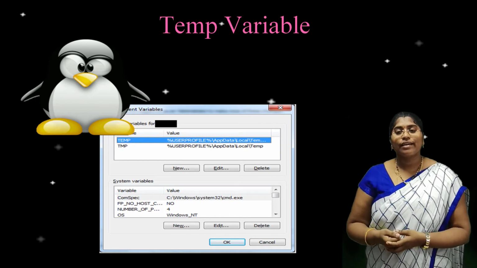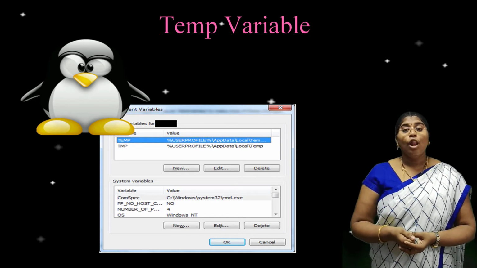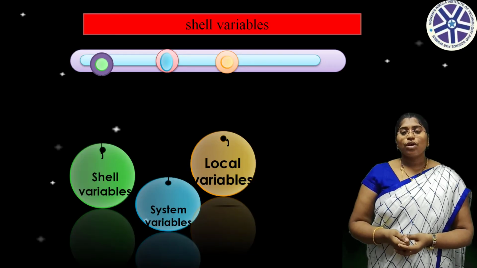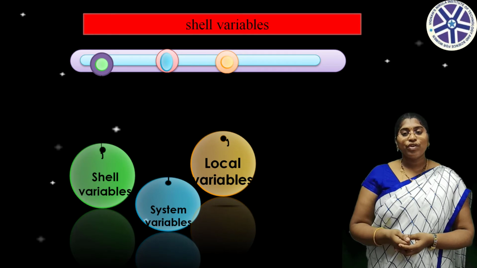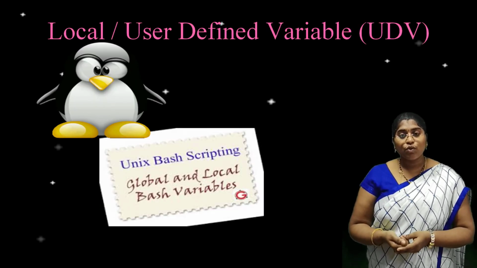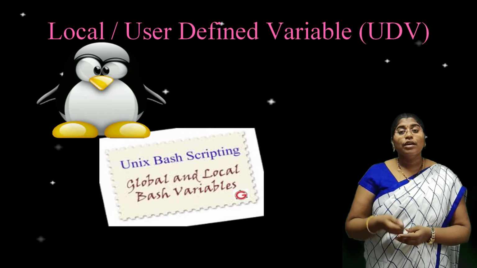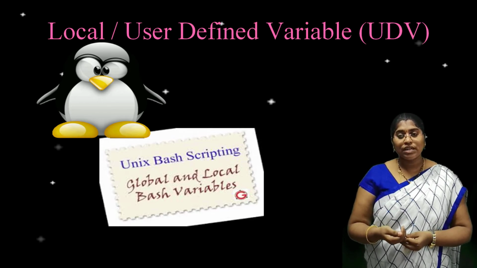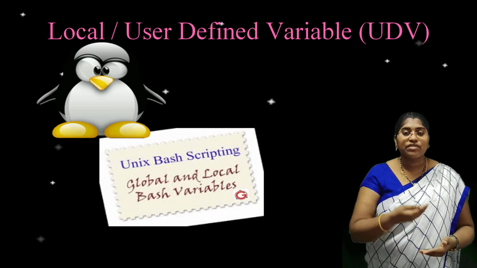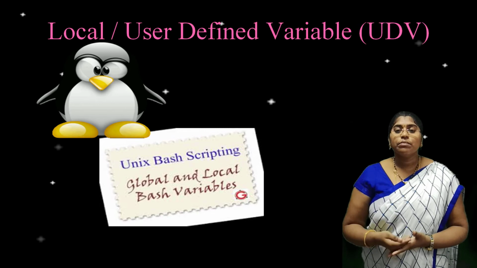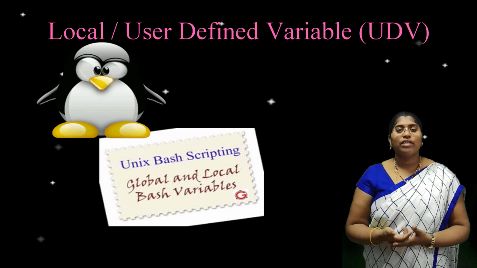Let's see the second category of shell variables, that is local variables or user defined variables. So what are local variables? Actually these types of variables are defined by the user, by specific users, so they are also called user defined variables. Why are these variables called user defined? Because these variables are defined by the user. That's why we say local variables are called user defined variables.